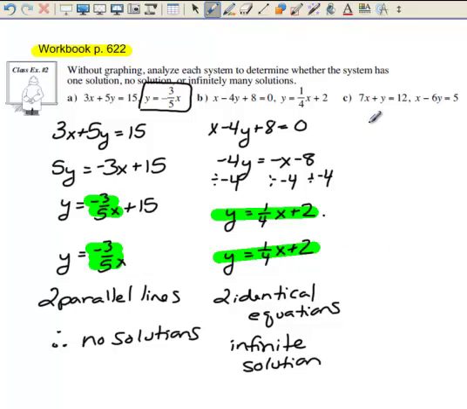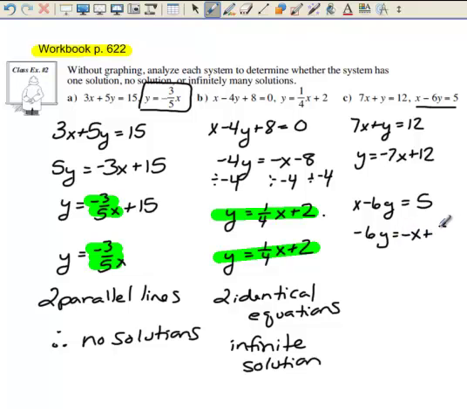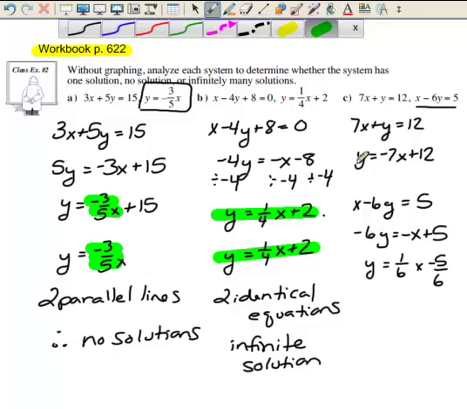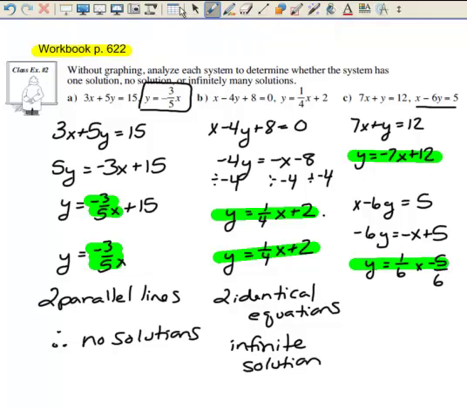Let's look at this last one and see what will happen there. Negative 7x plus 12, and my second equation. Okay, so finally, when I look at these, it looks like I have two distinct equations. That means they'll only intersect each other one time. So these are crossing lines. One intersection, that means one solution.